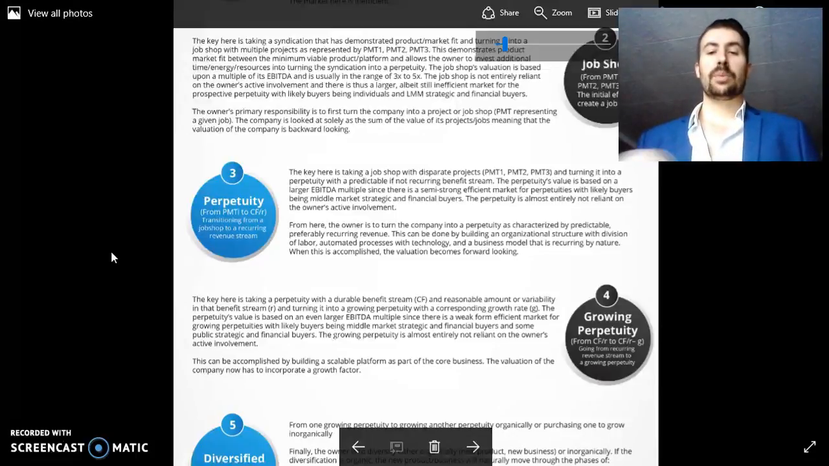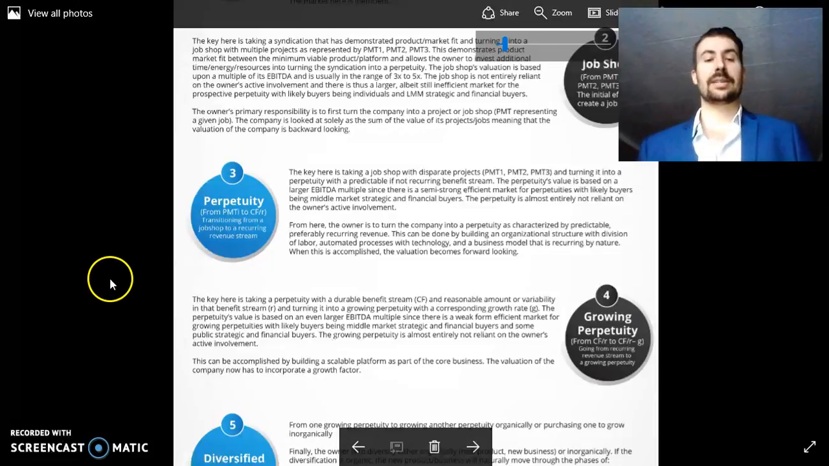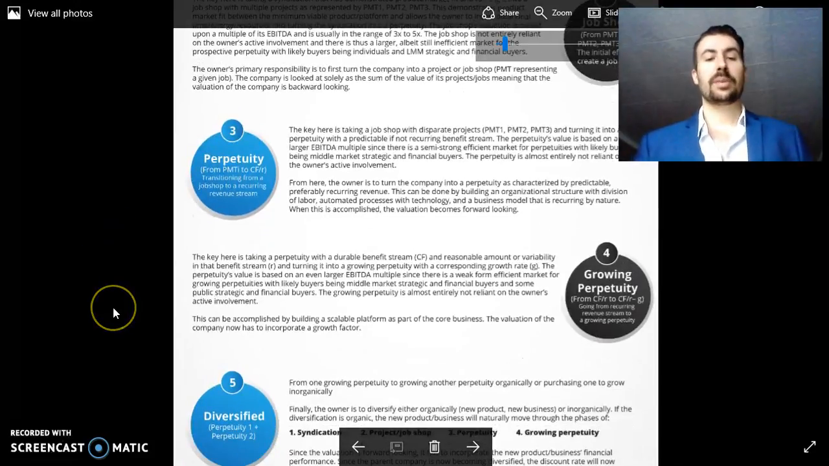The perpetuity's value is based upon a larger EBITDA multiple, since there is a semi-strong efficient market. And we'll talk a little bit about that later for perpetuities, with likely buyers being middle market strategic and financial buyers. The perpetuity is almost entirely not reliant on the owner's active involvement. And from here, the owner is to turn the company into a perpetuity characterized by recurring revenue.